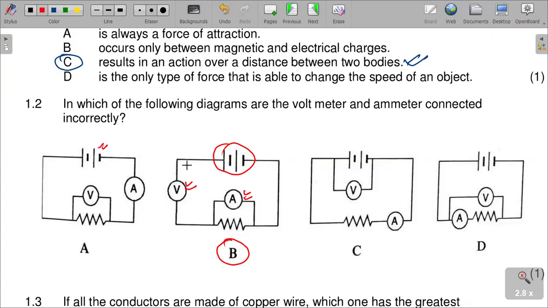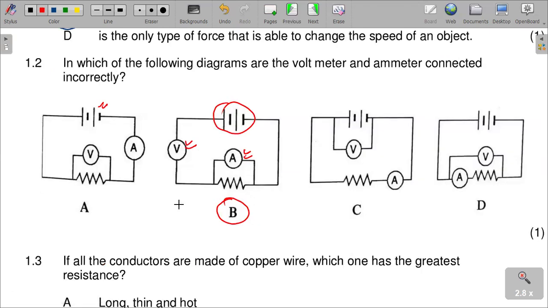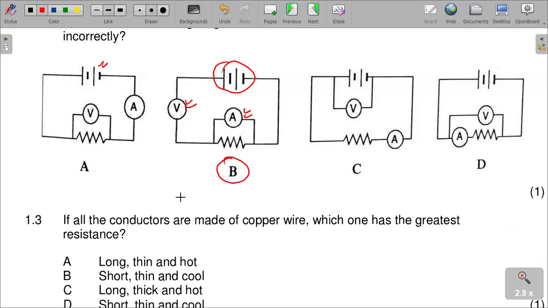So the answer is B in terms of question 1.2 based on the diagrams there. You can as well refer to the notes on various diagrams that are posted there. If all the conductors are made of copper wire, which one has the greatest resistance?